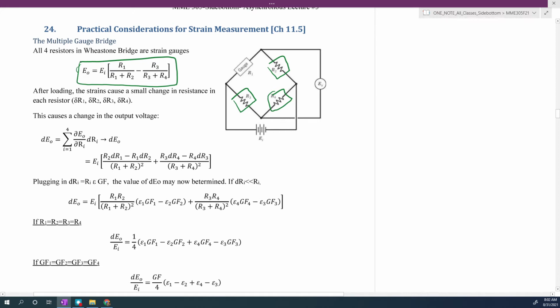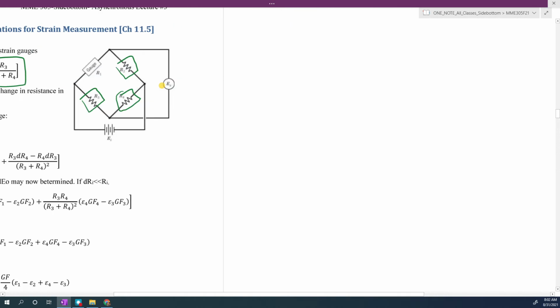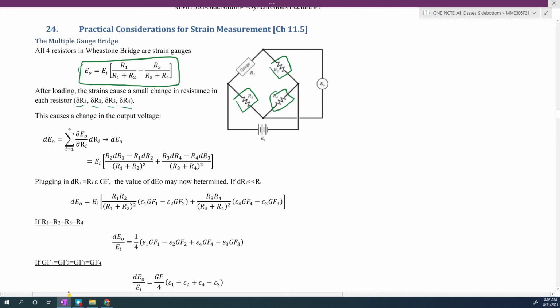So there's going to be a change in resistance due to R1, R2, R3, and R4. This is going to cause a change in the output voltage that we're measuring across the bridge. That change in output voltage can be measured using the following equation that's shown here. If we make some substitutions, we can substitute all the dR terms with the original resistance times the strain times the gauge factor for each of the strain gauges.